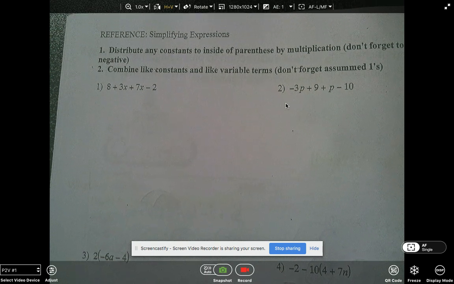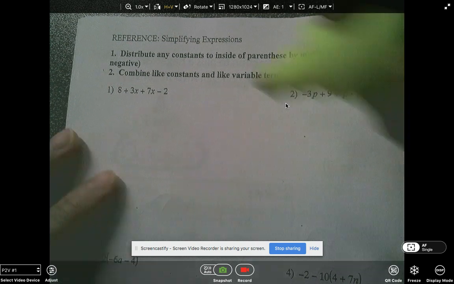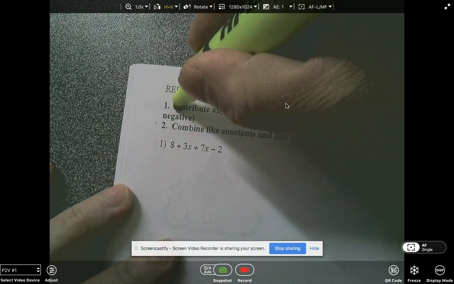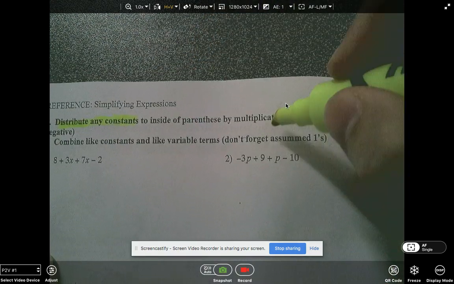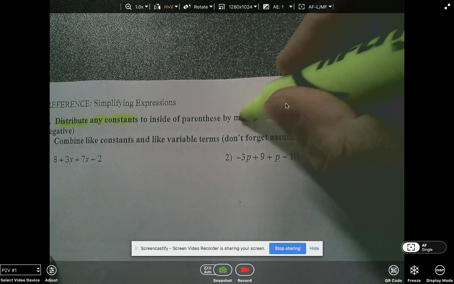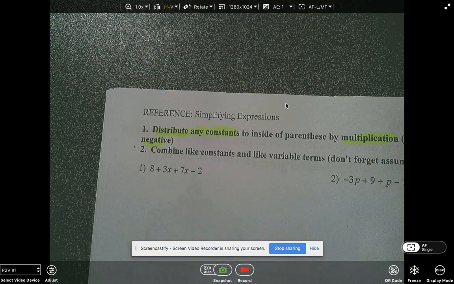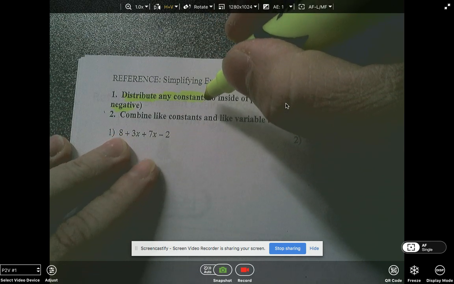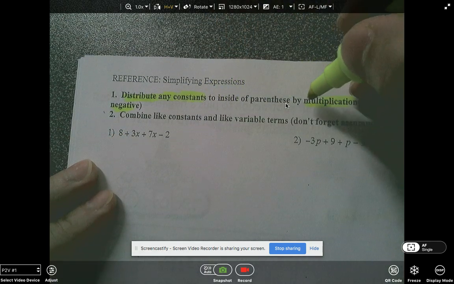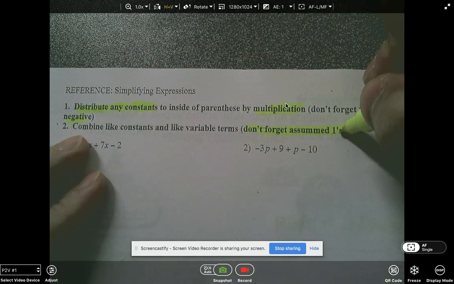All right, so we're going to go ahead and simplify these expressions. So the 2 steps are, first thing you want to do is always distribute any constants to the inside of the parentheses. And of course, when you distribute, you're going to multiply. And don't forget to carry any negatives that are there. So that's really important. After you distribute, then you just combine the like constants with the like constants and the like variable terms with the like variable terms. And don't forget, there could sometimes be some assumed ones.